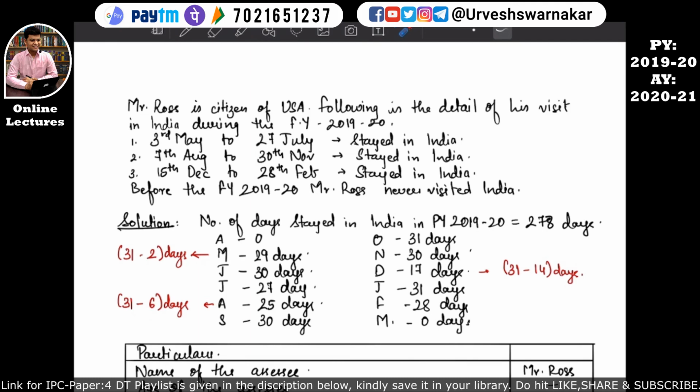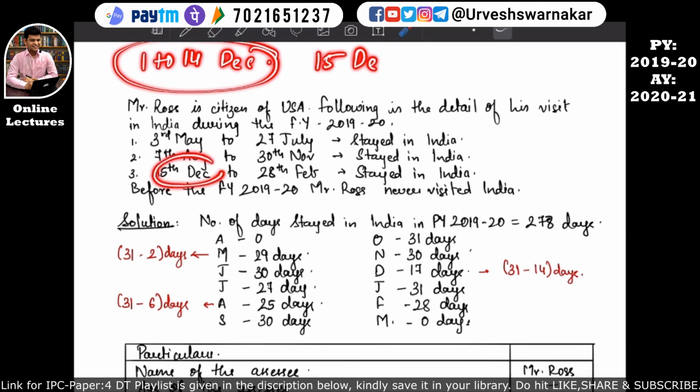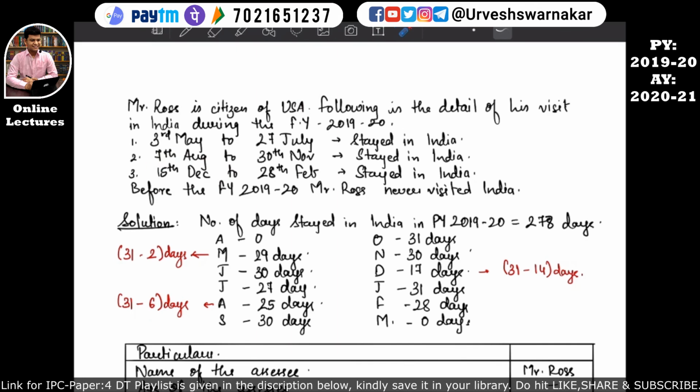So again, Mr. Ross visited India on 15th December and he stayed in India up to 20th February. So in simple words, from 1st December to 14th December, Mr. Ross was not there in India. From 15th December, that is the date when he visited India, he was staying in India until 20th February. That means how will we calculate the number of days stayed in the month of December? 31 minus 14 days will be equal to 17 days. That means 17 days he has stayed in India.